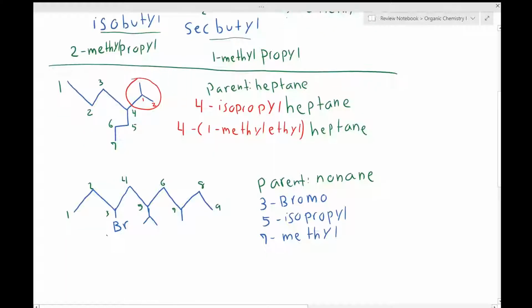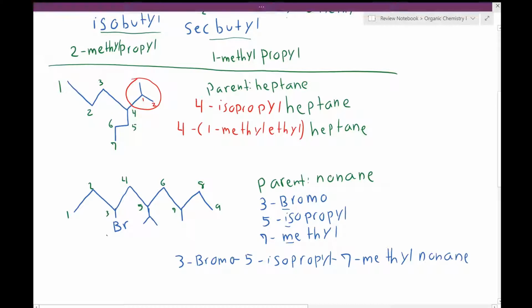Now I need to make sure I get these in alphabetical order. Luckily, B comes before I comes before M. So we can just go right in order. 3-bromo, 5-isopropyl, 7-methyl, nonane.